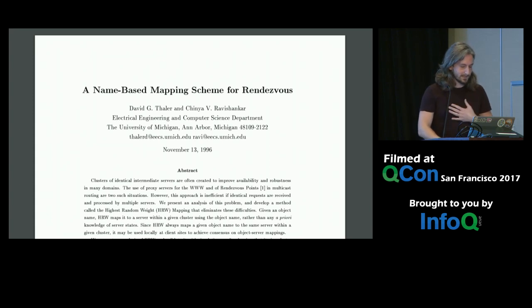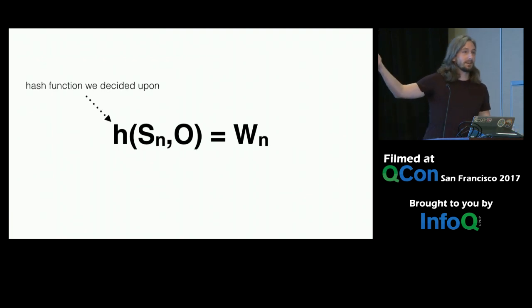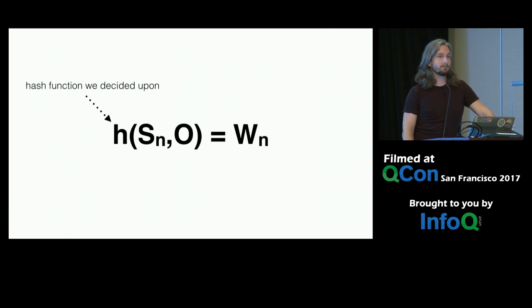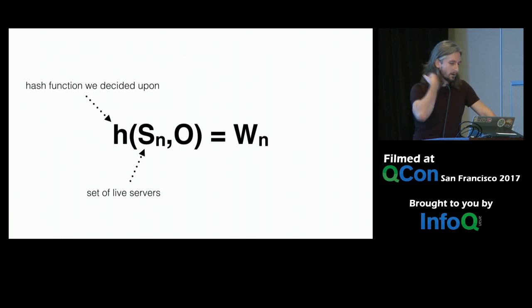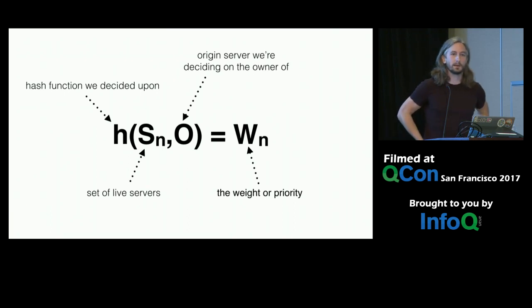What it basically looks like is this. It's actually really straightforward. H is just a hash function. Simple enough. Any hash function. Probably want to choose a good one. S of n here is the set of live servers, the servers that we care about within a particular data center. The O in this case is the thing that we are hashing. In this case, it's an origin server that we're deciding on the owner of. And what we get out of this is a weight or priority.